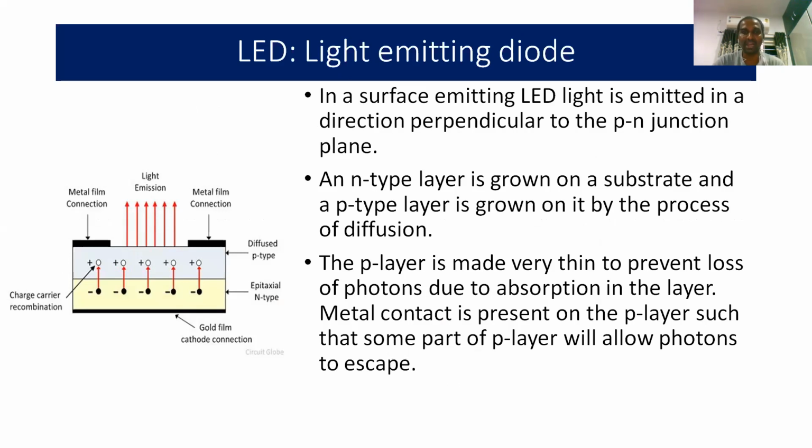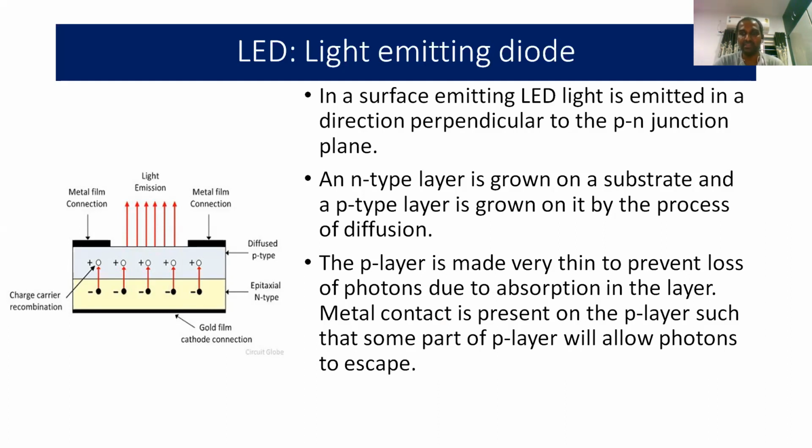An N-type layer is grown on a substrate and a P-type layer is also grown on it by the process of diffusion. If you observe the diagram, at the bottom we have a gold film cathode contact which acts as a substrate. On that we have epitaxial N-type semiconducting material. On that we have a diffused P-type layer, and at the top of that P-type layer we have two metallic film connections on both sides. Exactly at the middle we have a small window, usually made of glass, from which light emission takes place.